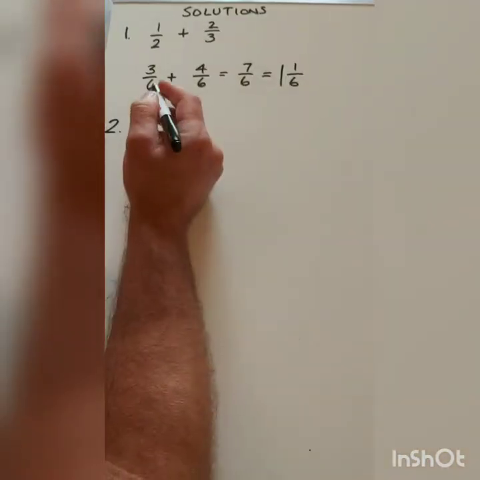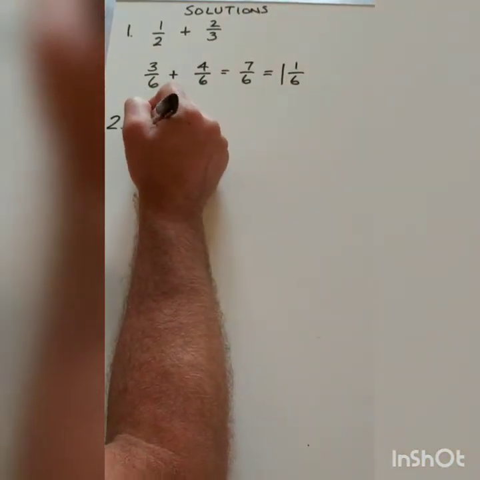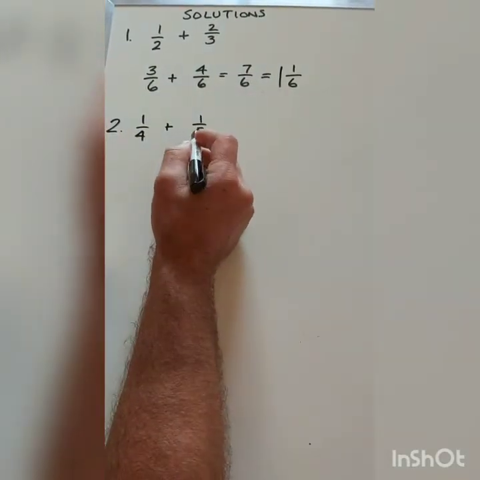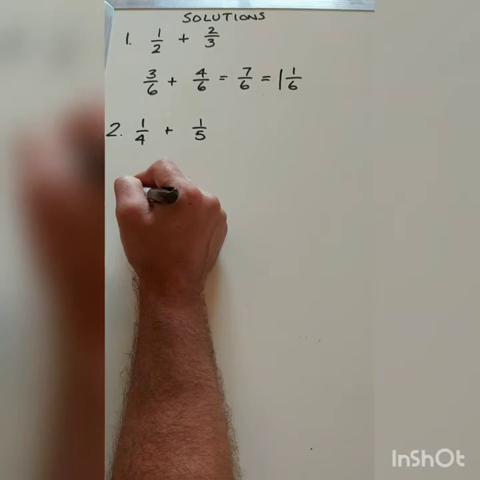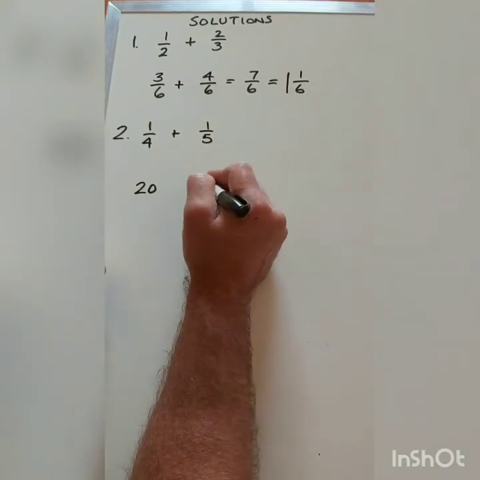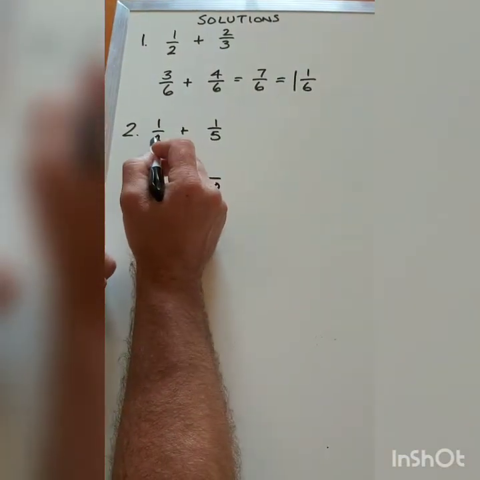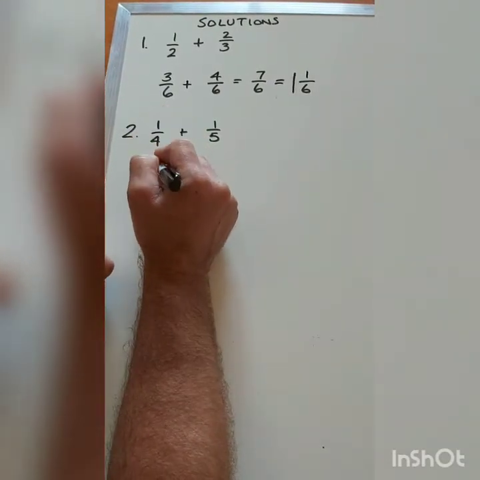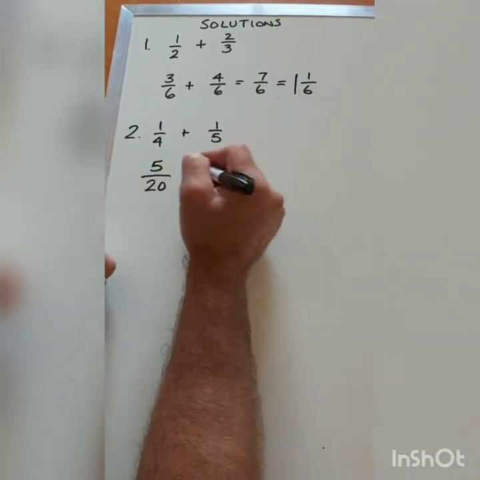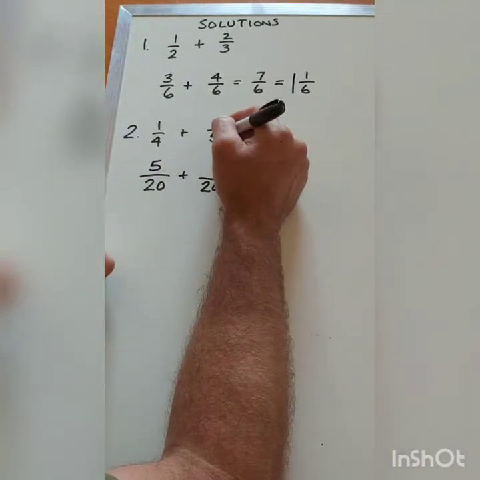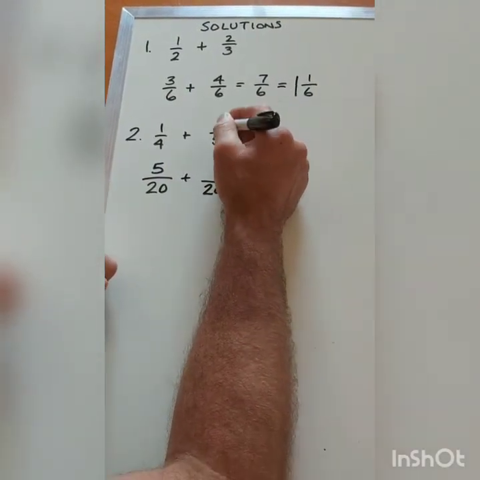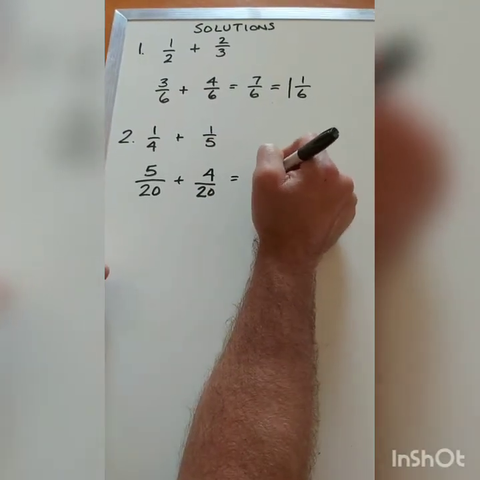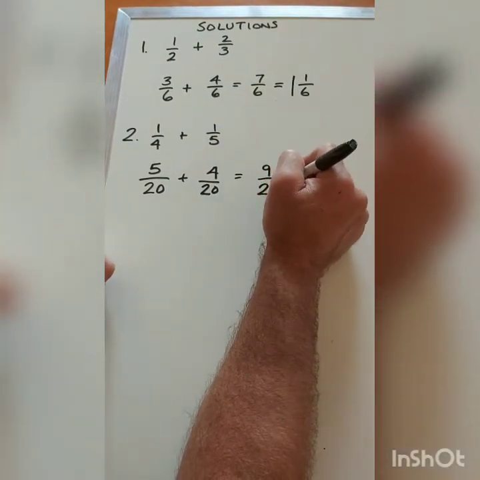Question 2, I have 1/4 plus 1/5. In this case, my LCD is going to be 20. In the first fraction, I multiplied 4 by 5, so I'm going to multiply my numerator by 5 as well. And in the second case, I multiplied 5 by 4, so my numerator is going to be 4. I can add the two together, and my answer is 9 out of 20.